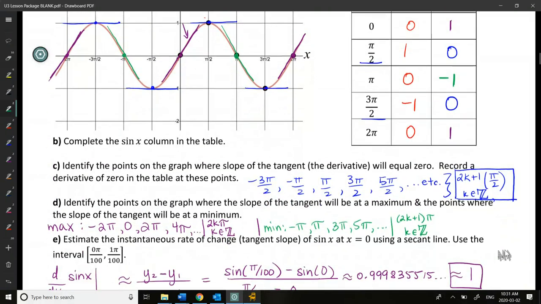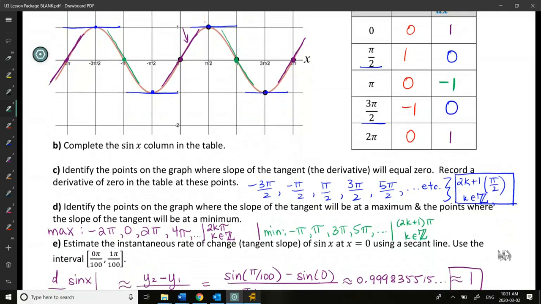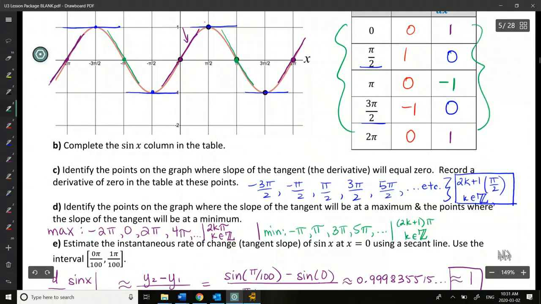Okay, so we've completed our column. Now we're going to graph the x points and the points of the derivative, okay? So we're going to graph that and we're going to see what we get here. And we'll make an assumption about the derivative. So we have the points (0, 1), (pi over 2, 0), (pi, -1), (3 pi over 2, 0), and (2 pi, 1). So I'm using these as my x coordinates and these as my y coordinates.